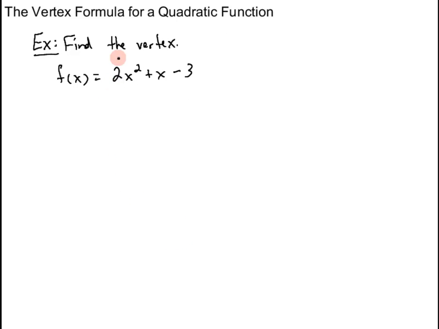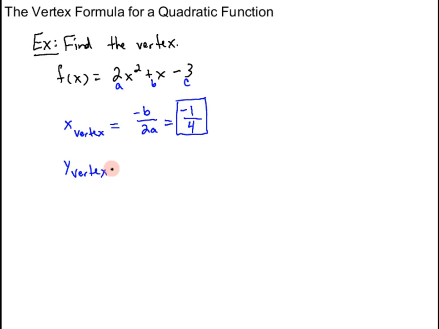In this function, which is in the form ax squared plus bx plus c, a is 2, b is the 1 in front of the x, and c is negative 3. The x-coordinate of the vertex is negative b over 2a. That's negative 1 over 2 times a, which is 2, so 2 times 2 is 4. So you've already got your x-coordinate, negative 1/4.